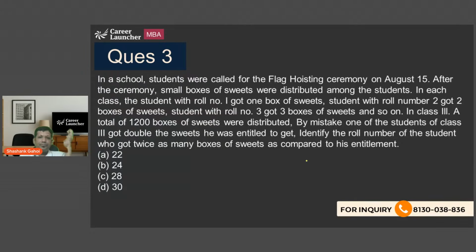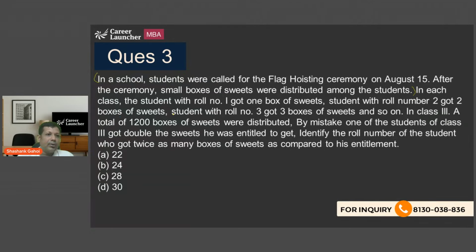There is a school in which a flag hoisting ceremony is held on August 15. After the ceremony, small boxes of sweets were distributed among the students. Okay. So basically, this statement is completely useless. I'm never going to read it again in this question. In each of the classes, a student with roll number 1 got one box of sweets. Roll number 2 got 2 boxes of sweets. Roll number 3 got 3 boxes of sweets, and so on.